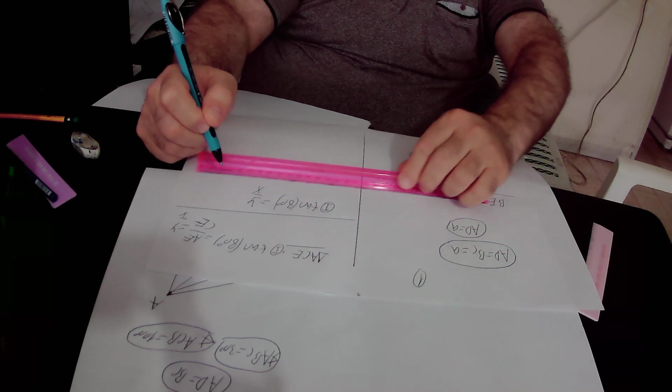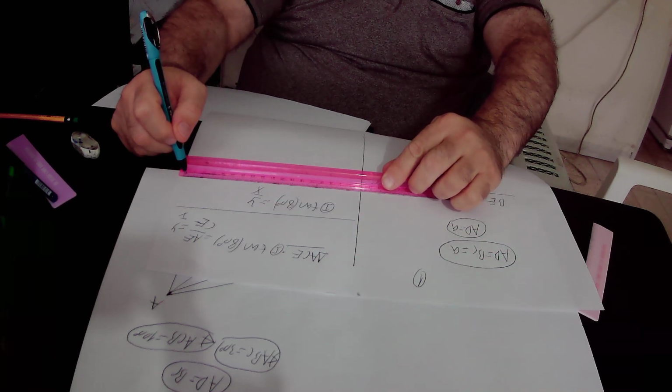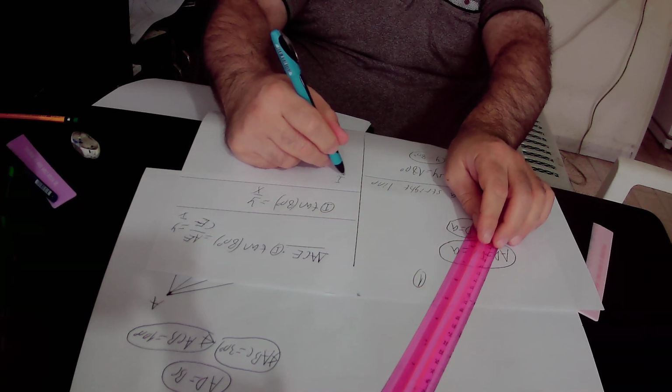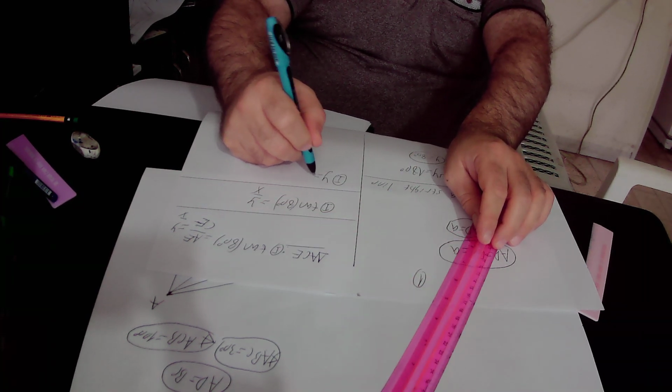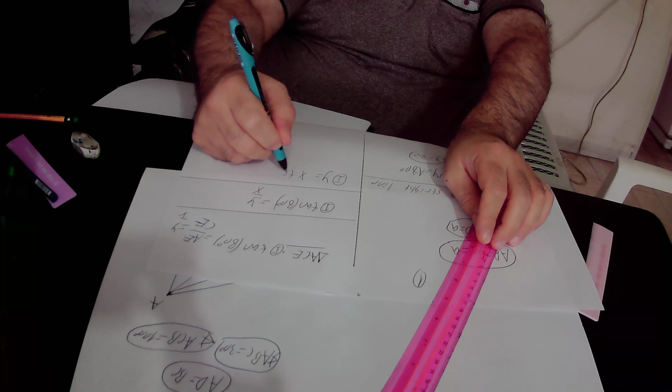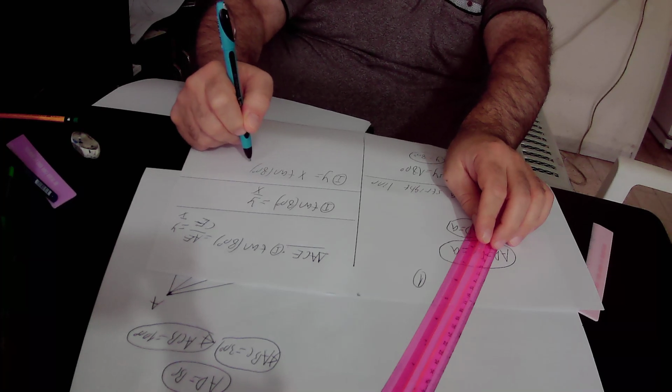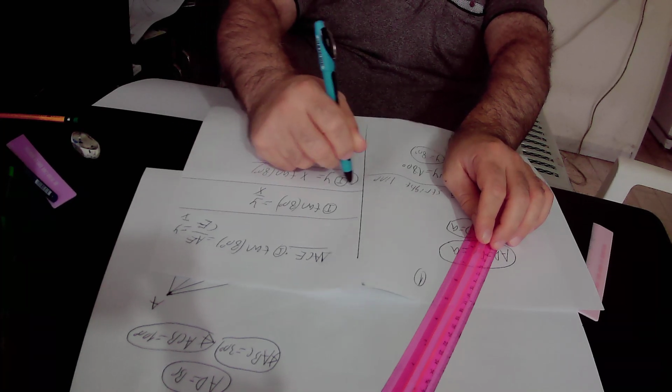Here we will multiply this equation number 1 by X, and we will get that, according to equation number 1, Y equals X times tangent 80 degrees.